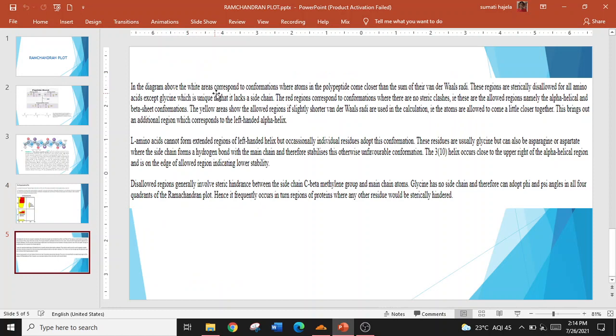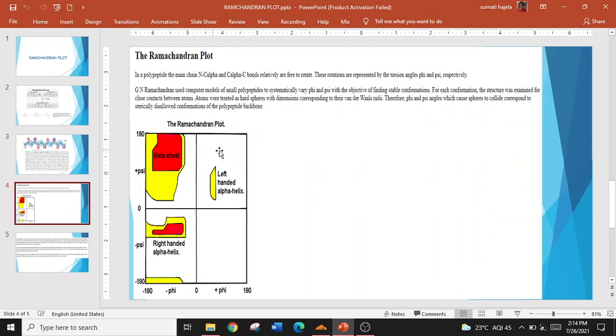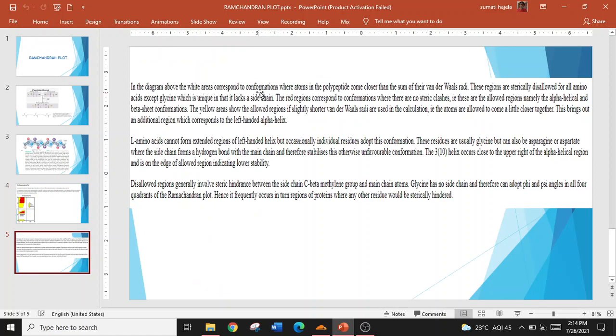In the diagram above, white areas, you can see so much white areas here, correspond to conformations where atoms in polypeptide come closer than the sum of their van der Waals radii. वो बहुत पास आ रहे हैं. These regions are sterically disallowed for amino acids except glycine, which is unique in that it lacks a side chain. ग्लाइसिन में कोई साइड चेन नहीं है, इसलिए उसमें स्टेरिक हिंड्रेंस नहीं होगी.